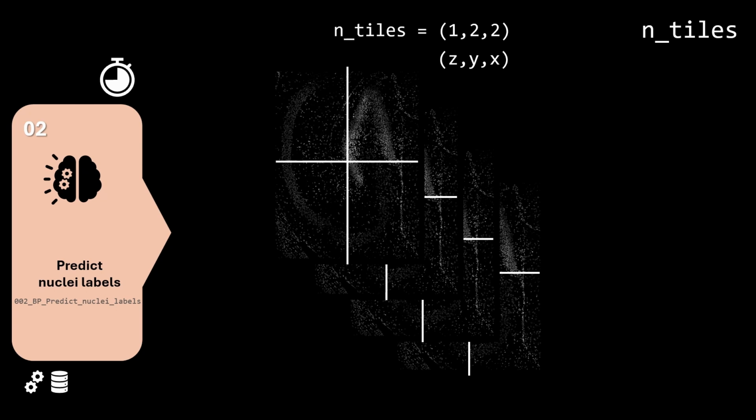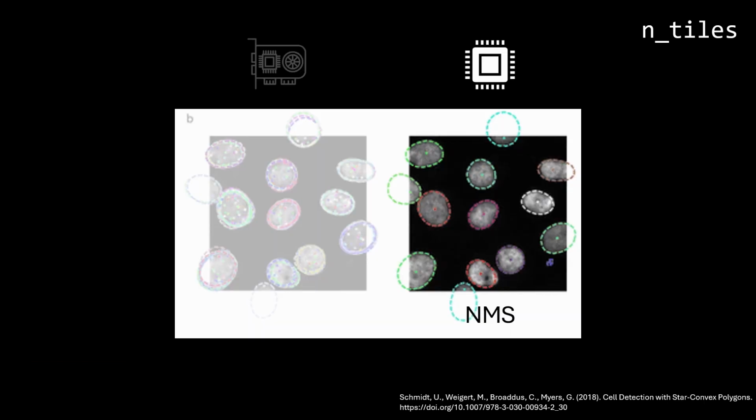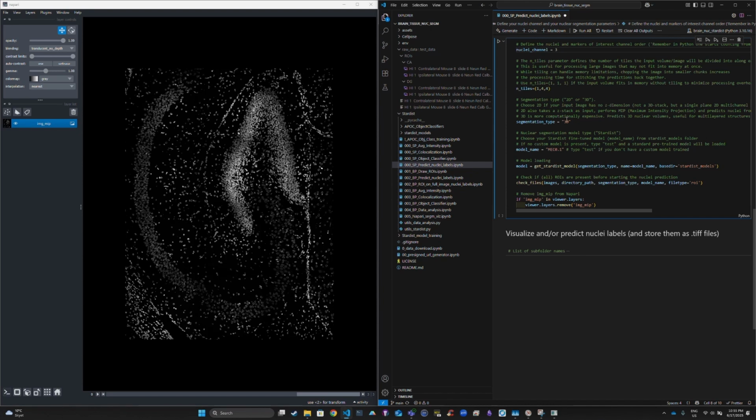4 tiles along both the Y and X axis. Phase 2 involves post-processing via non-maximum suppression or NMS. Once predictions are made, Stardist runs an NMS step to filter overlapping detections using their associated object probabilities. This step is not GPU accelerated and runs on the CPU over the entire image, scaling with the number of cores. For large images with many nuclei, this step can become a bottleneck. Okay, next we have to choose the segmentation type that we want to perform on the input image.